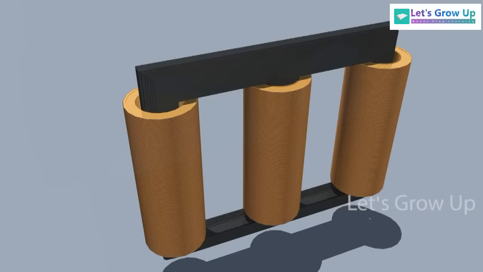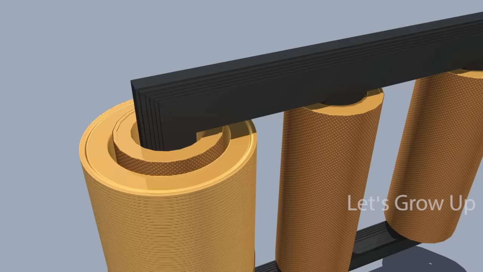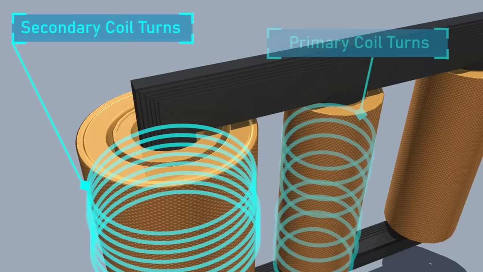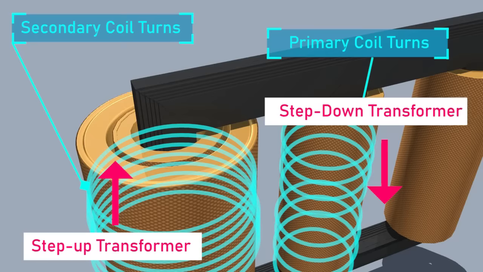The winding which receives electrical power from the source is known as the primary winding. The winding which gives the desired output voltage, due to mutual induction, is commonly known as the secondary winding. Here, if the number of secondary coil turns is greater than the number of primary coil turns N1, then it is called a step-up transformer. That means increasing voltage between the primary to secondary windings. Conversely, a transformer that decreases voltage between the primary to secondary windings is a step-down transformer.